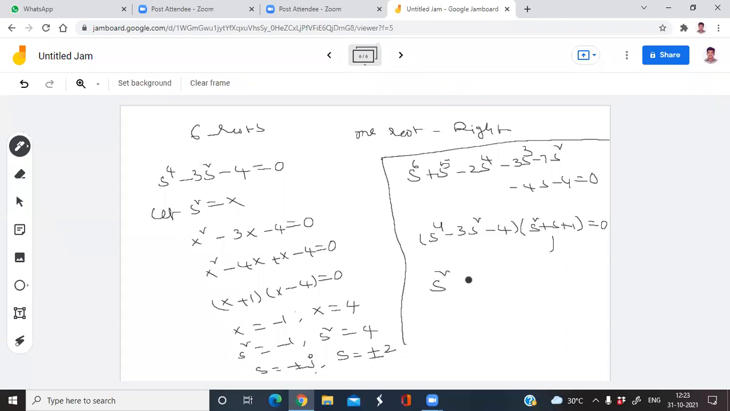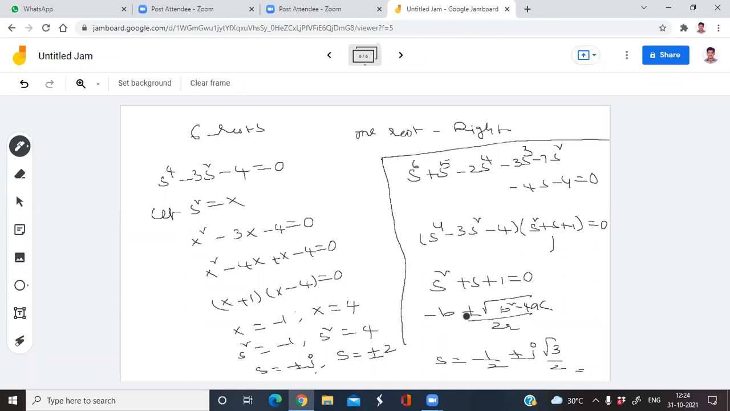s square plus s plus 1 equal to 0. With the help of the formula, minus b plus or minus root of b square minus 4ac by 2a, you will get the 2 roots as minus 1 by 2 plus or minus j root 3 by 2 after solving. I think you know how to use this formula. You know the procedure. Just by substituting the a, b, c values, you will get these roots.